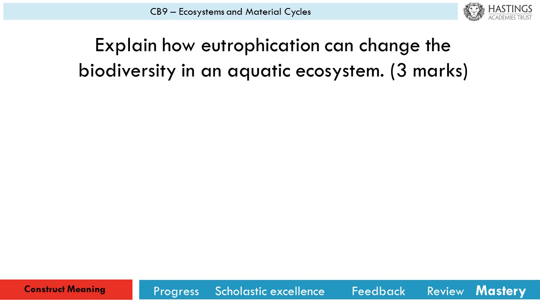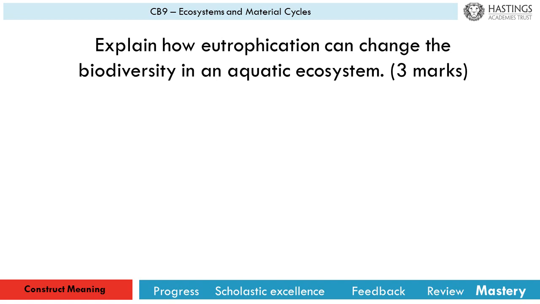Here is an exam question on eutrophication, and it's quite a tricky one because it's not that standard describe, which just involves a step-by-step process of eutrophication. This is talking about explain, and what that word means is you need to say why, and to say why, use the word because in your answer. So explain how eutrophication can change the biodiversity. Don't forget that word biodiversity means the range of animals and plants living in an environment. So how it can change the biodiversity in an aquatic, so water-based ecosystem.